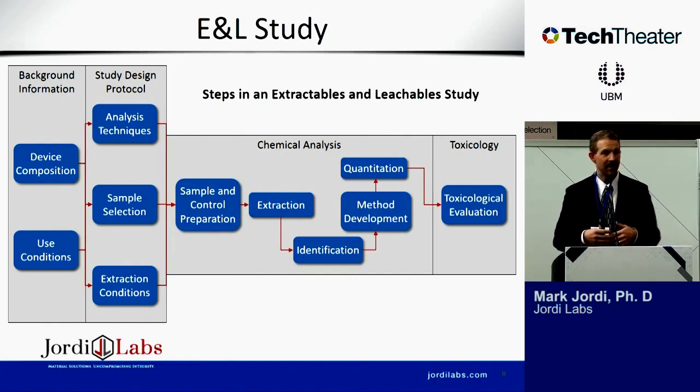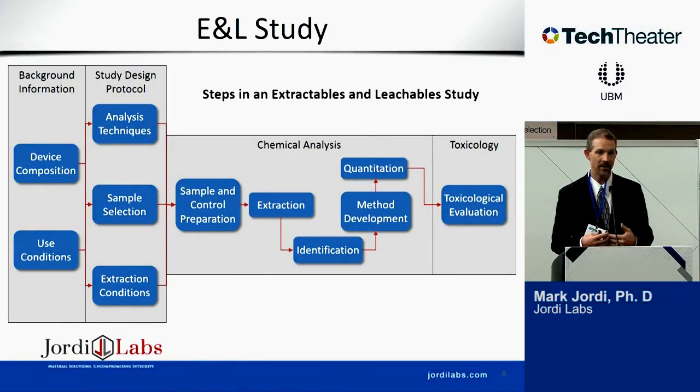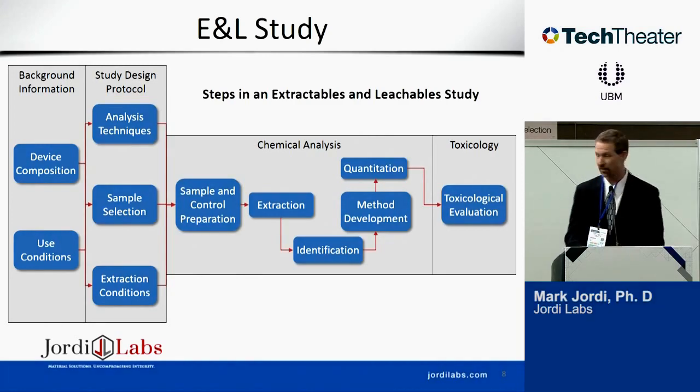After we get through that phase, the next step is to devise a protocol for how the testing is going to be conducted. Typically, in the protocol, we detail what samples we're going to analyze, what controls, what analytical methods we're going to use, and also how we are going to conduct the extractions. After that phase is completed, we then go into the chemical analysis phase where we actually perform the testing itself. And lastly, you're going to do a toxicological evaluation of what you found. So once you've got your list of what extracts and how much of it there is, you then need to do toxicology in order to answer the question, is that relevant? Is it toxicologically significant? So that's the last phase.